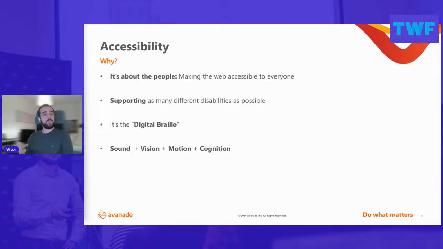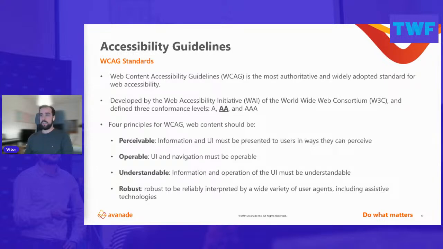So we need to focus on four kinds of things: sound, vision, motion, and cognition. I will get into that a little bit further. So okay, accessibility guidelines.